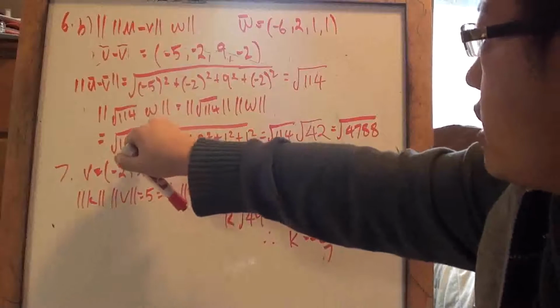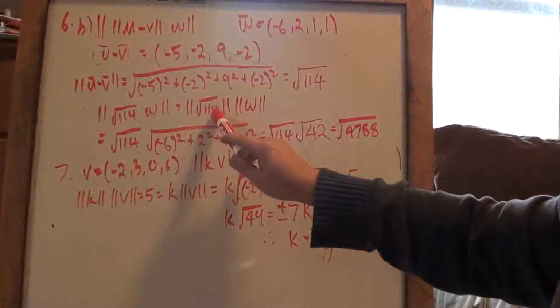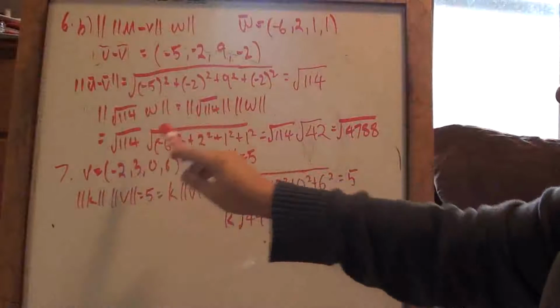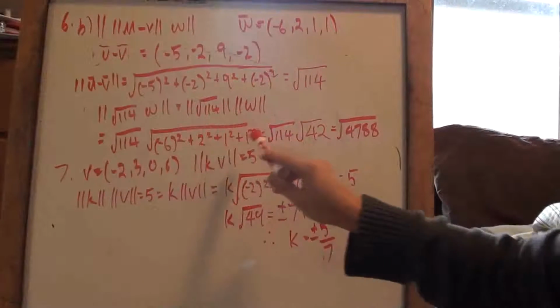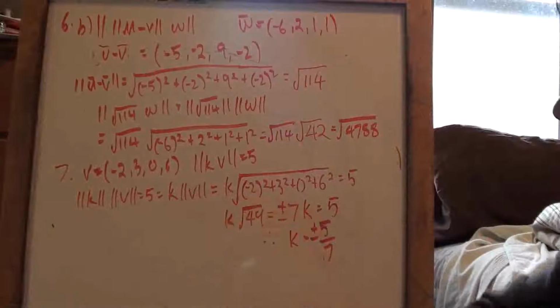W is also here. This is the same thing as this. And here, again, is a number. So square that and square root it. So it will just get the same thing. And then the norm of W. Done, right? So, nothing too difficult. 7, similar idea.